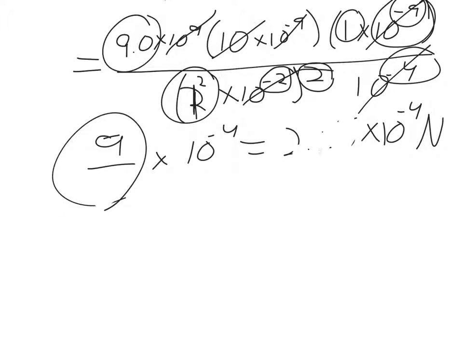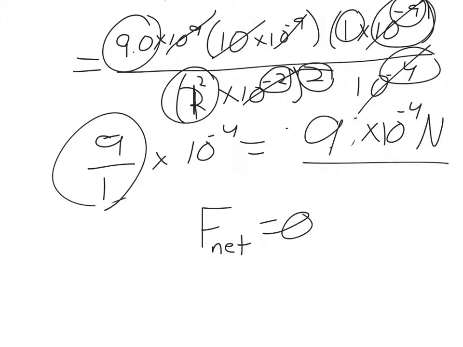So, if I do 9 divided by 1, it's just 9 times 10 to the minus 4. But that's from one side. The other side, I will get a 9 times 10 to the minus 4 in the opposite direction. So the net force, F net, on that particle from the electric charged particles is 0.